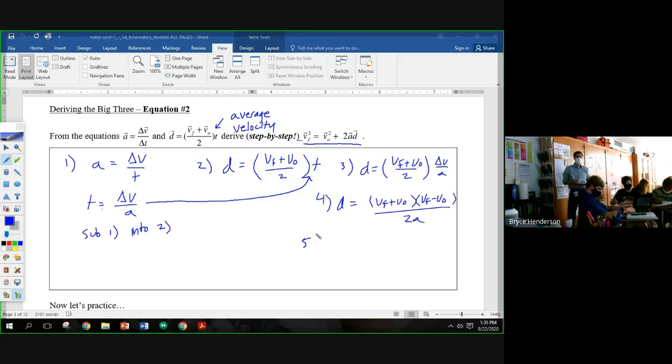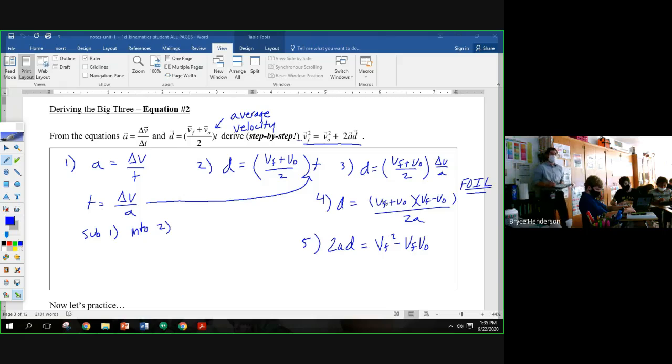Now, if we notice, we can multiply both sides by 2a. So step 5. Let's do 2ad equals. Now, if I want to simplify this top part, the numerator, how do I combine this into some kind of usable form? Somebody said it, FOIL. Front, so we're going to have v sub f squared. Outside, we're going to have minus v sub f, v sub o.